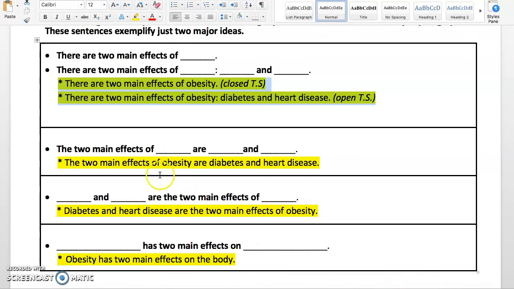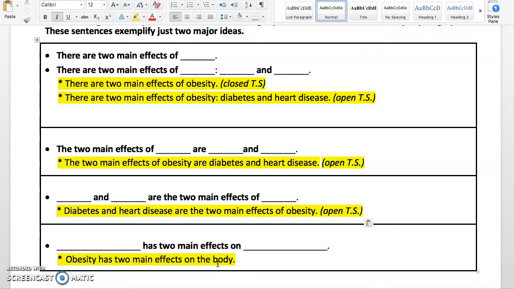All right, what else do we have? The 2 main effects of obesity are diabetes and heart disease. So again, that's another open topic sentence. Diabetes and heart disease are the 2 main effects of obesity. So you can also write this in your paragraph, but that's an open topic sentence. And obesity has 2 main effects on the body, and the effects are not stated here. So that's a closed topic sentence.